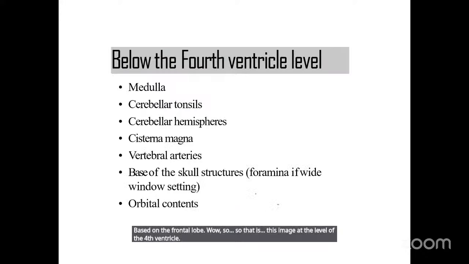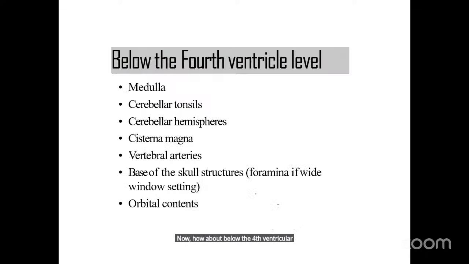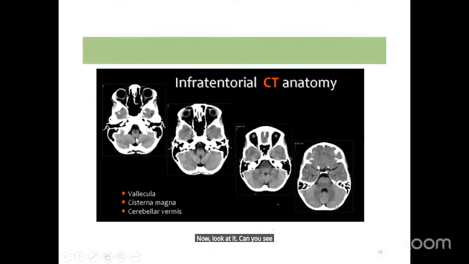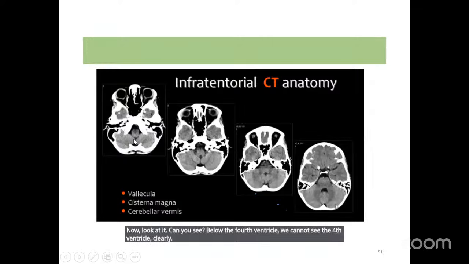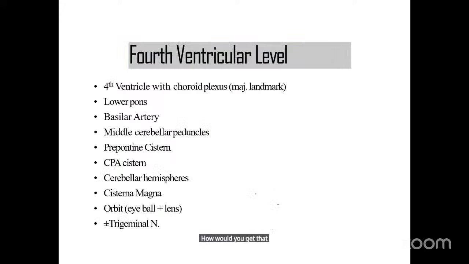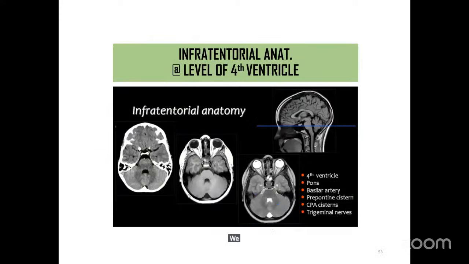Now, how about below the fourth ventricular level? These are the structures we would expect to see. Now look at it. Can you see at the level below the fourth ventricle, we cannot see the fourth ventricle clearly. We can see the foramen of Luschka, foramen of Magendie. Look at it here. That's the cisterna magna. We can see the commencement of the fourth ventricle as we go up. Look at the fourth ventricle. Look at the basilar artery in profile. Are we together? We'll see more again at the level of the fourth ventricle above. These are the structures we will see. We don't see the trigeminal nerve on CT.